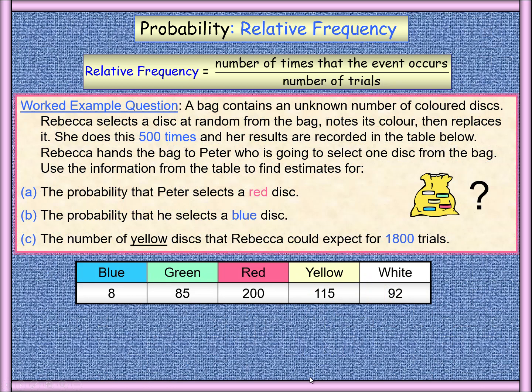Question, more exam-based question. Got our formula there. Number of times the event occurs divided by the number of trials is our relative frequency. And so we've got our worked example here.